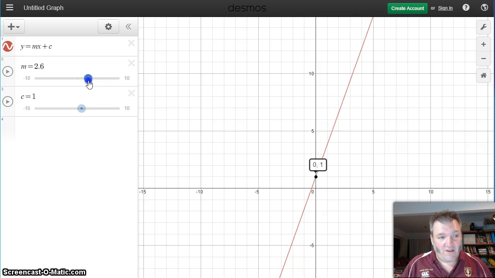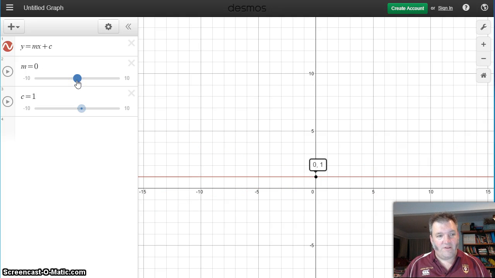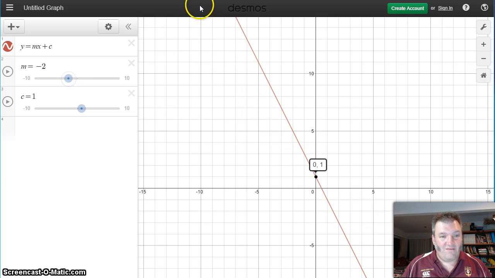Similarly, if I get a gradient of 0, we should find that horizontal line that we were after. Let's have a look and see. Oh yeah, there it is. When the gradient's 0, it's a horizontal line. As I take the gradient to the negative side, we'll see it's going downhill. That's a negative gradient. Simple things to remember that shouldn't give you too much trouble.